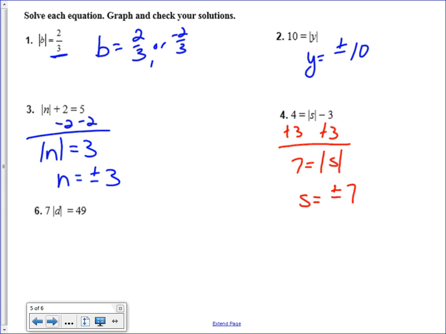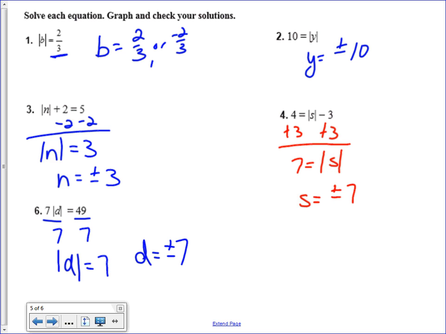And on the last one, it says 7 times the absolute value of d is equal to a 49. So to get the absolute value of d by itself, hopefully it makes sense to us that we simply divide by 7 first. And the absolute value of d is equal to a positive 7. So what could d be? It could be a positive or a negative 7.